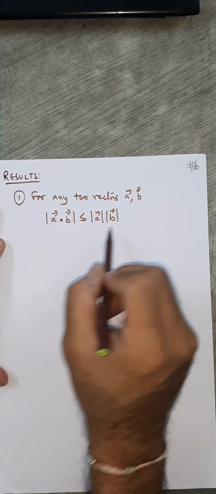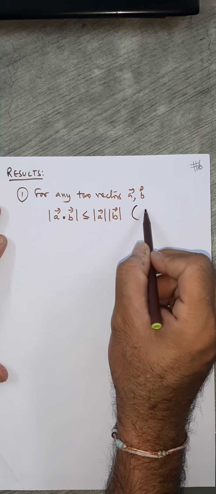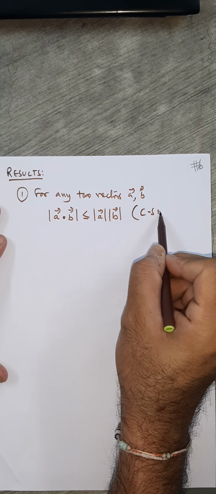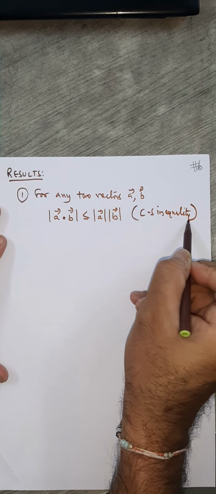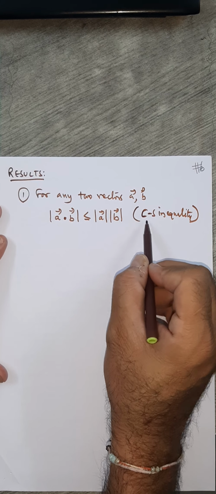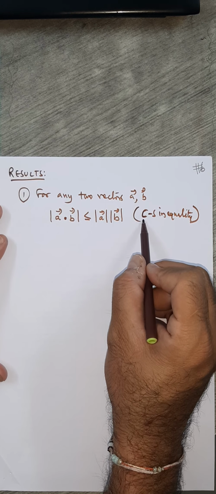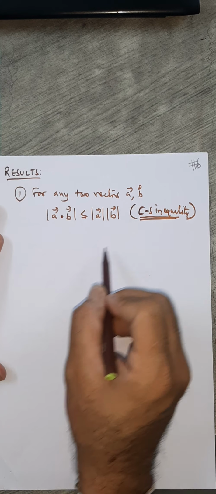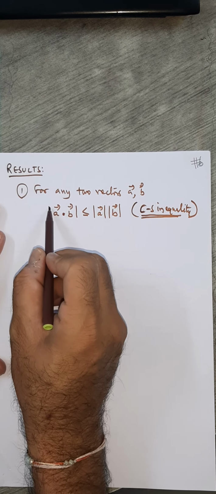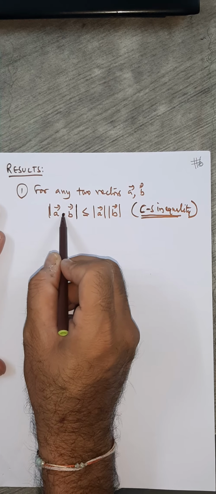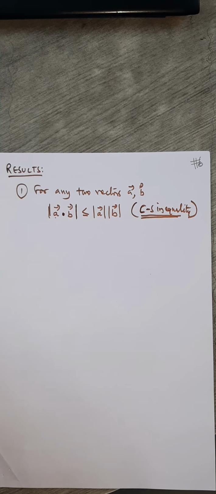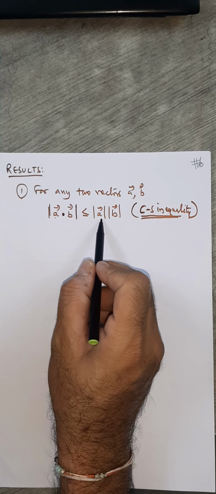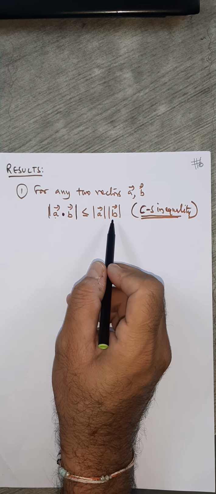This is sometimes called CS inequality. You might have used it even in physics also. Cauchy-Schwarz inequality. CS inequality in vectors. Always true for any two vectors. Magnitude of dot product of two vectors is less than or equal to magnitude of this into magnitude of this.